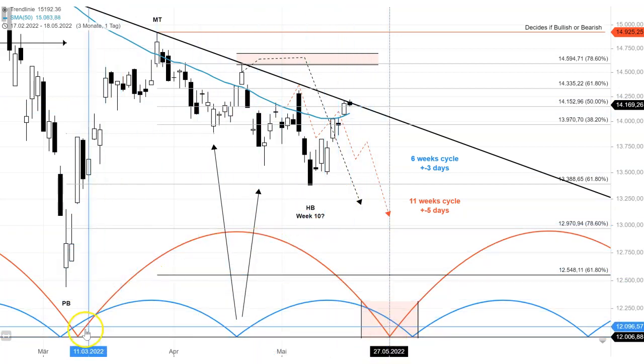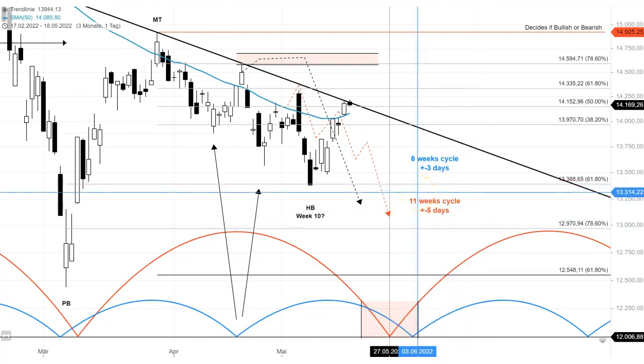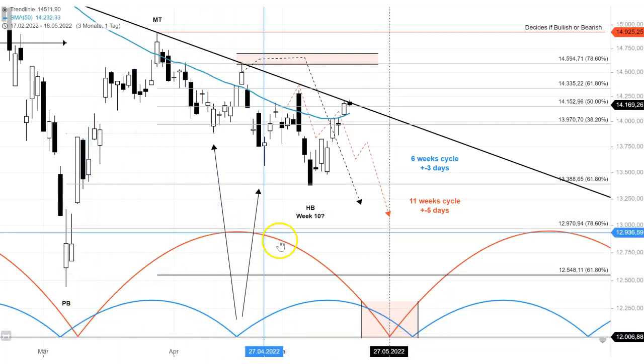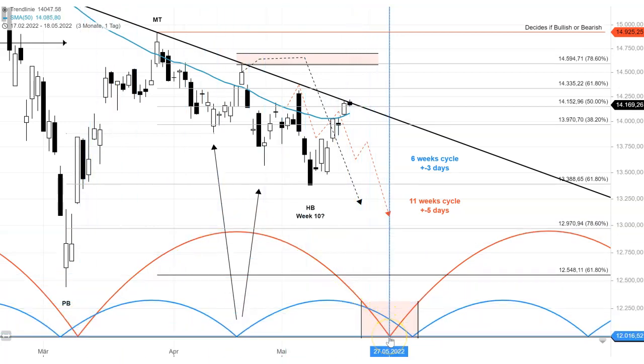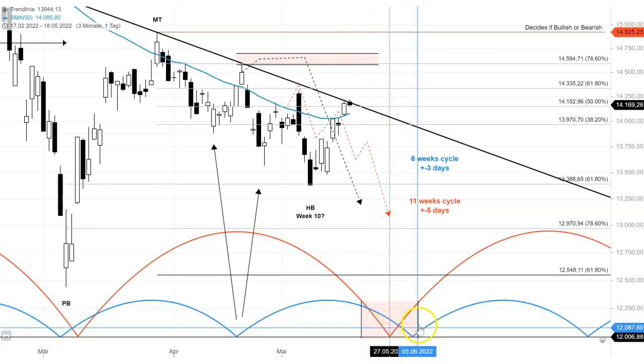That red cycle bracket you see here, it's an 11-week stationary cycle, so it doesn't have any variance in it, and that midpoint of that cycle is the 27th of May, and that red cycle is in sync for the last year. It started pretty much with that trough we made in November or October, it was 2020. And since then, so it's over almost 1.5 years, it runs pretty well. And so this one here suggests still a low somewhere in the end of May, beginning of June.